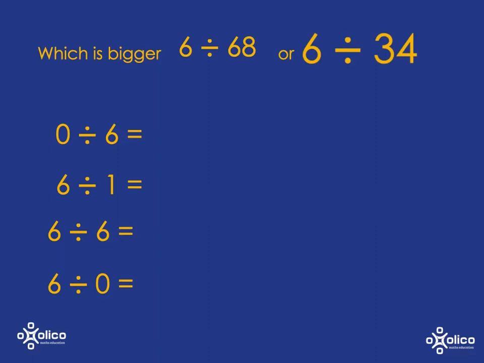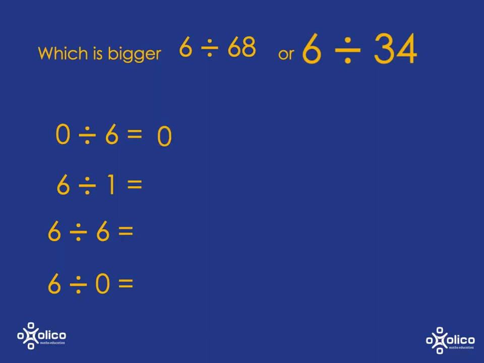0 divided by 6, well, that means we've got no cakes and 6 people want to share them. Well, if you've got no cakes and 6 people are sharing them, how much are they going to each get? Well, they're each going to get nothing because there are no cakes for them to have.